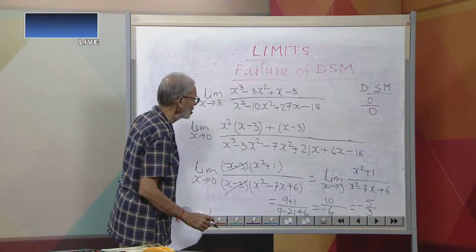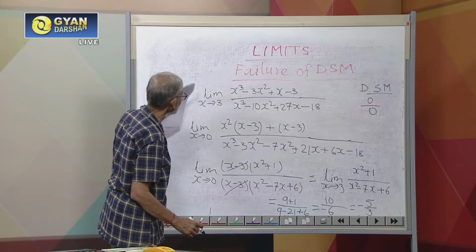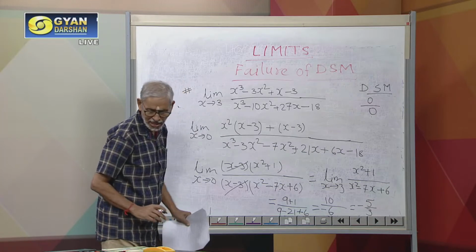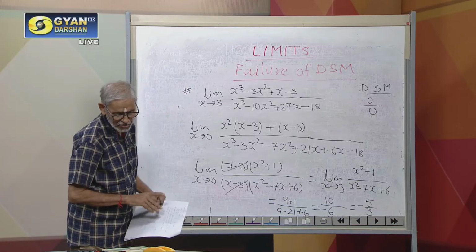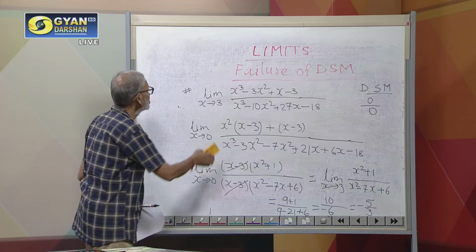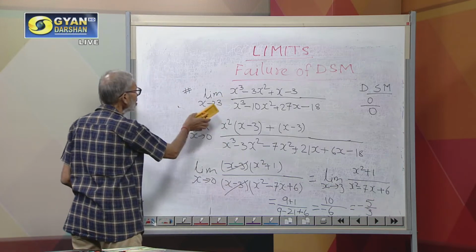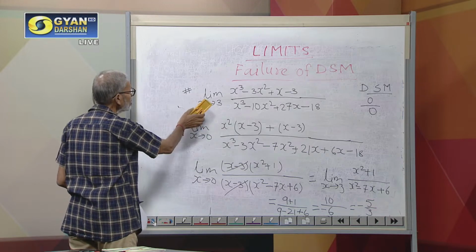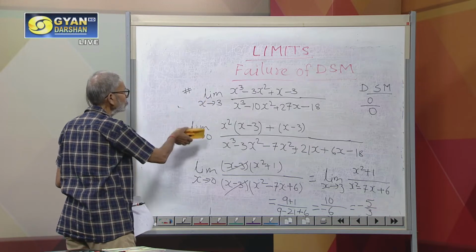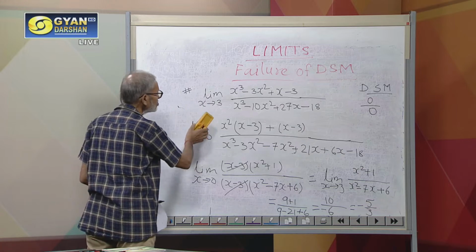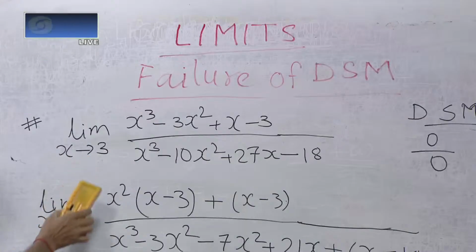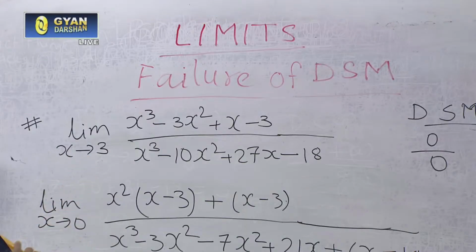So, friends, you see that by factorization we have found out the limit of this function f x upon g x, where in the direct substitution method the values of numerator and denominator both are coming 0. Now, let us take another example.